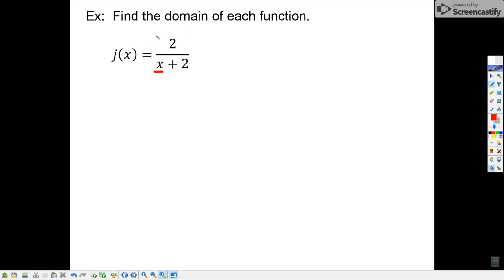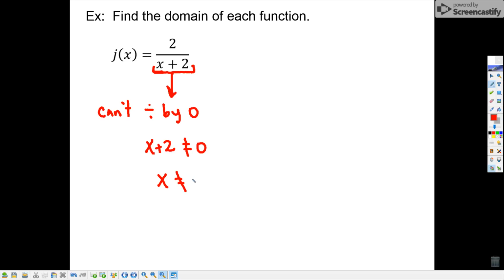Now, if you know anything about division, there's one number that you cannot divide by. So since we're dealing with division, we can't divide by 0. That means this expression in the denominator, the x plus 2, is not allowed to equal 0. Therefore, x itself cannot equal -2 if we solve for x.